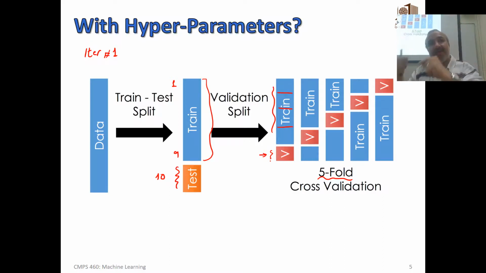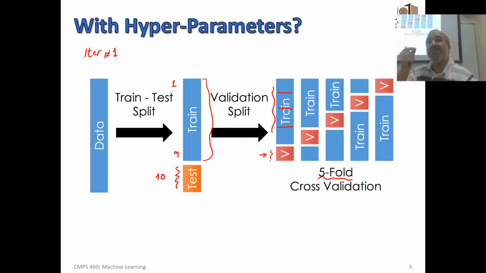It will be like two nested loops. The outer one is from the previous slide, the inner one is this slide. Okay? But the purpose of these two iterations, or two loops, is different.